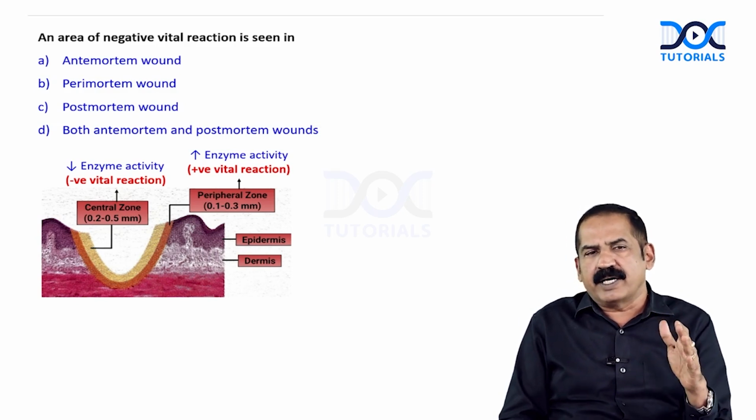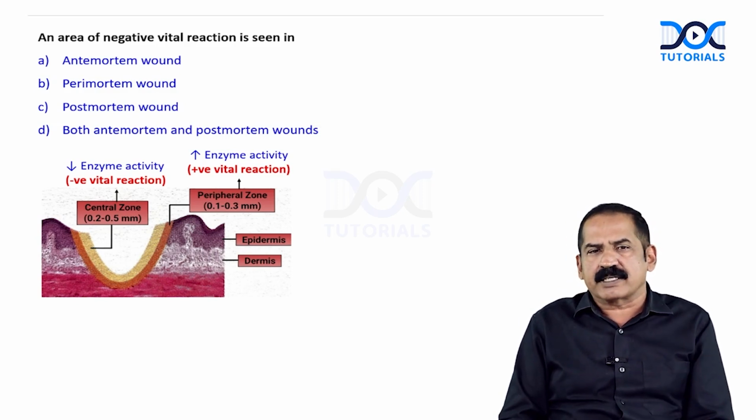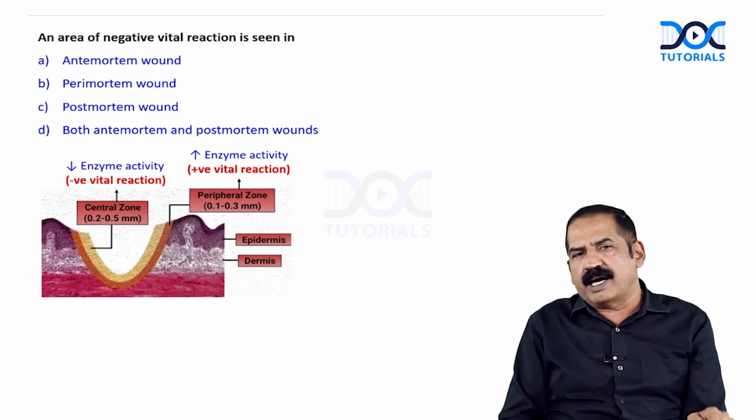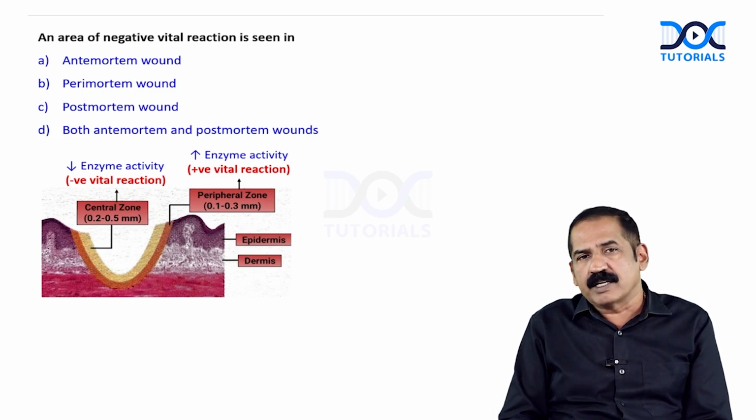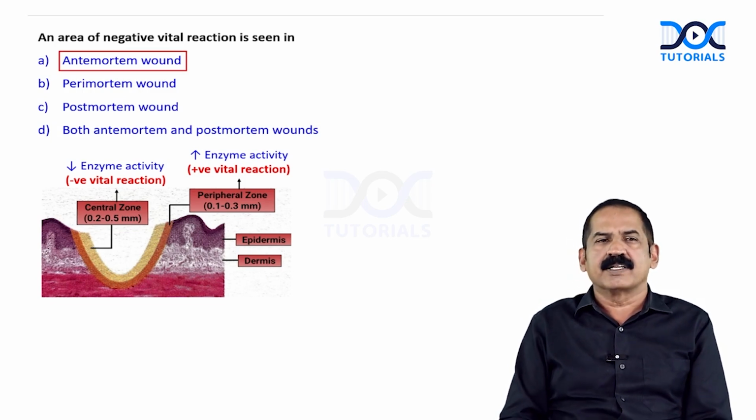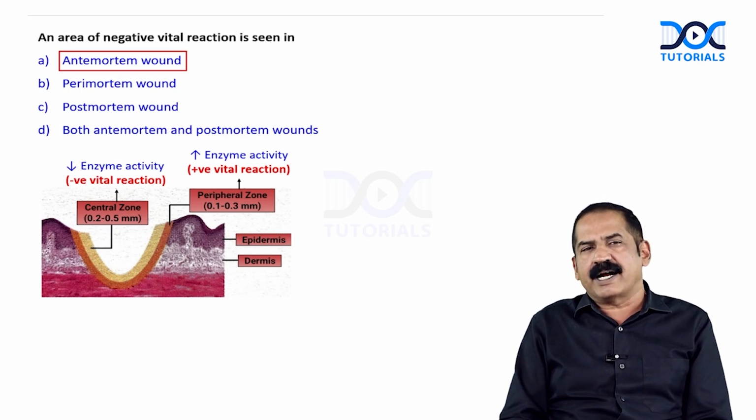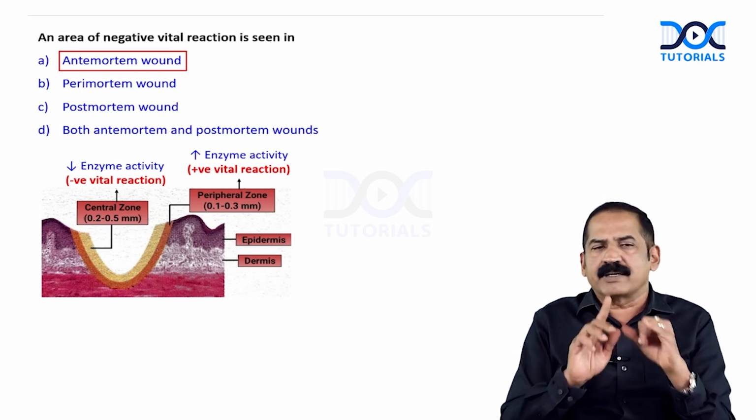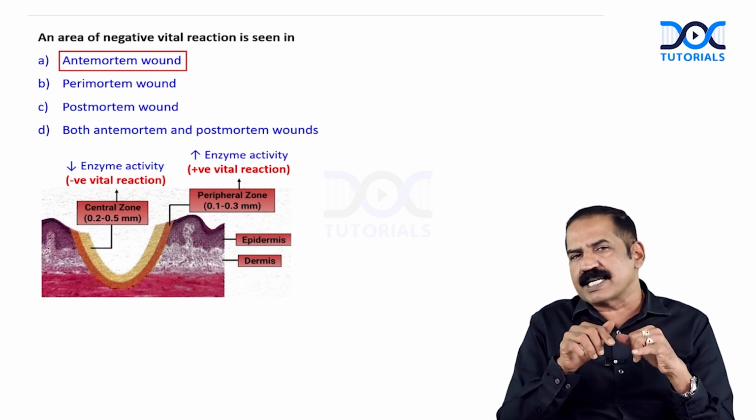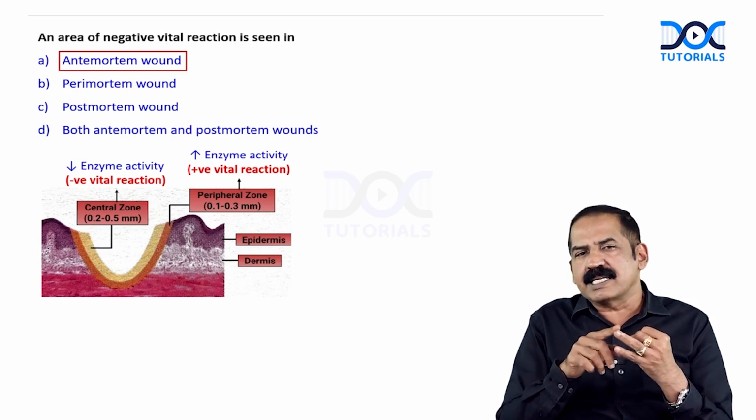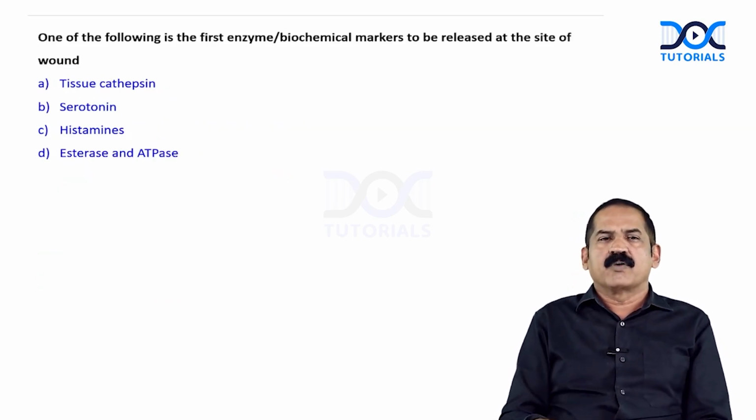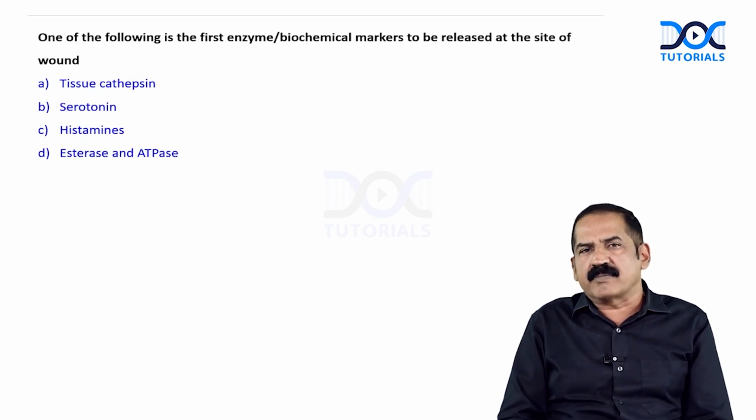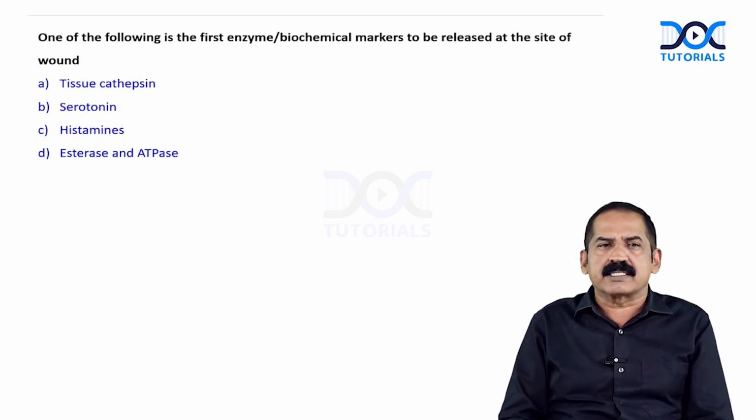So, negative vital reaction and positive vital reaction is seen only in antemortem wounds, not in postmortem wounds. In postmortem wounds, there will be no vital reaction. So, here answer is antemortem. Again, I repeat, in antemortem wound, there will be decreased enzyme activity known as negative vital reaction, increased enzyme activity known as positive vital reaction. Okay. Now, one of the following is the first enzyme or biochemical marker to be released at the site of wound.